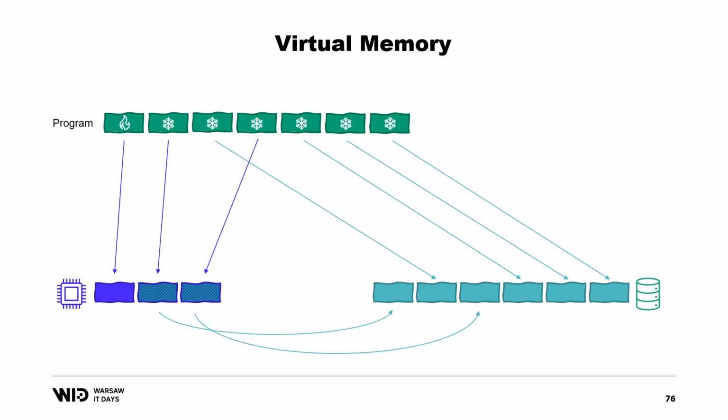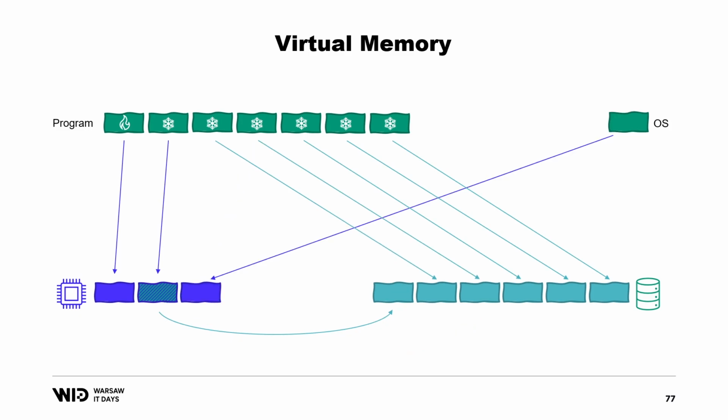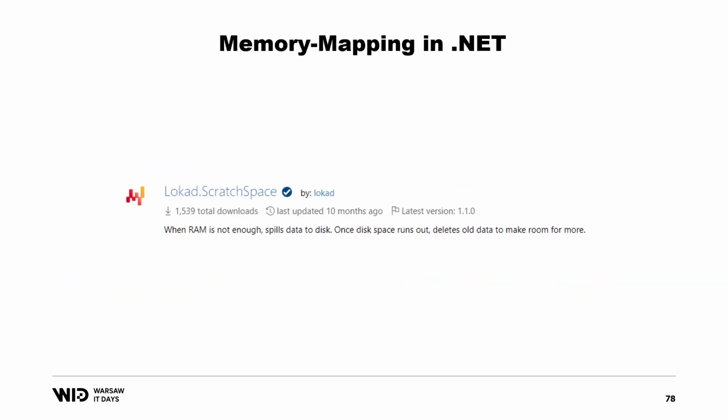And what happens if the operating system suddenly needs some memory in order to do its own thing? Well, it knows which pages are memory mapped and can be safely discarded. So it will just drop one of the pages, use it for its own purposes, and then release it back when it's done. All of these techniques applied to .NET are present in the Lokad.ScratchSpace open source project. And most of the code that follows is based on how this NuGet package does things.